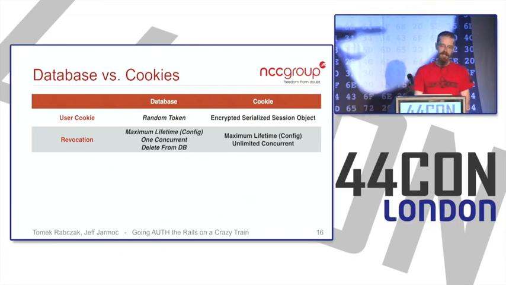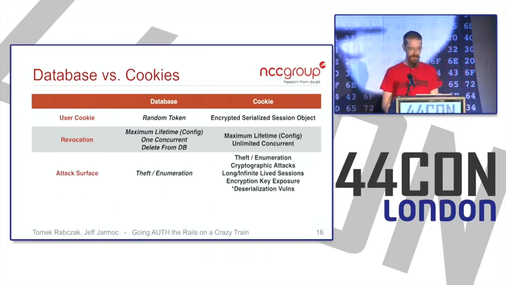And then the big benefit really on database sessions is that you can revoke them simply by deleting the object from your database. With encrypted cookie sessions, you really can't do that. As long as there's not an expiry time baked into the encrypted value, you really have no way of revoking that session token. So that's something that you really have to be a little bit careful with on encrypted cookie sessions. I talked a little bit about attack surface, but on database sessions, the only thing you can really do is steal that random value or enumerate it if it's not generated securely and random enough.